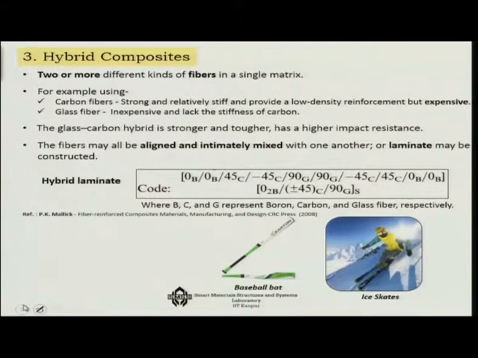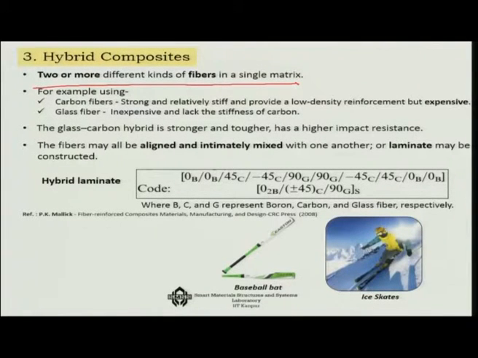Finally, there are hybrid composites, which are very rare, mostly at the lab scale, but for a very demanding application you may have to design them. Two or more different kinds of fibers will appear in a single matrix. For example, carbon fiber is strong and relatively stiff, and it provides low density reinforcement, but it is expensive. Now suppose I add glass fiber, which is inexpensive but lacks the stiffness of carbon, then the two together will possibly make the stiffness a little better and the cost a little better. So that's how it can solve some of the contradictions.